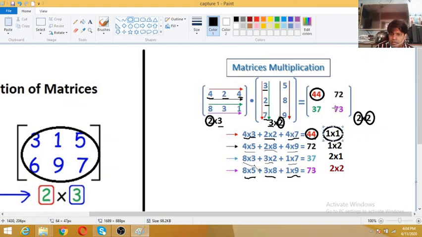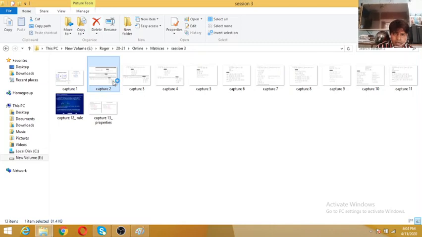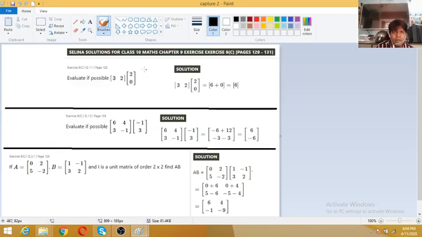This 44's address is 1 cross 1, that is first row, first column. 72 is first row, second column. 37 is second row, first column, and this 73 is second row, second column. Is that clear? So you get a hint what to do when you multiply. Now this becomes more clear when I take the next page.